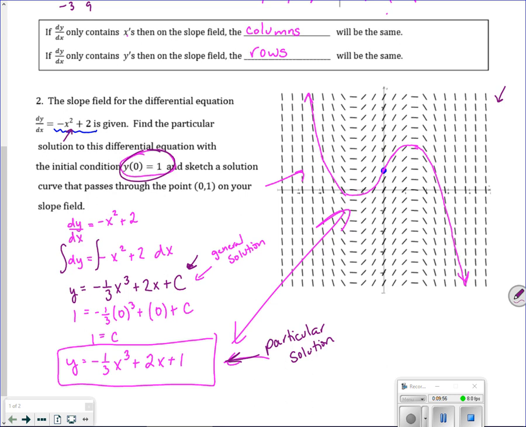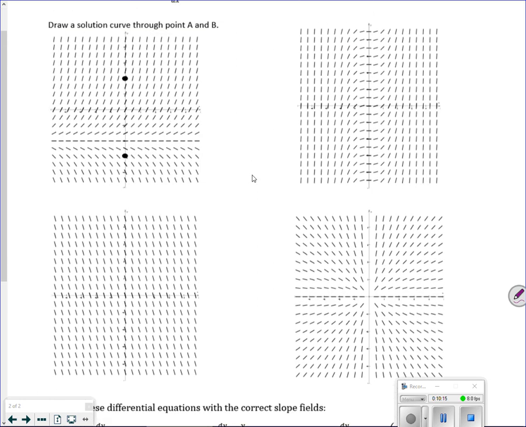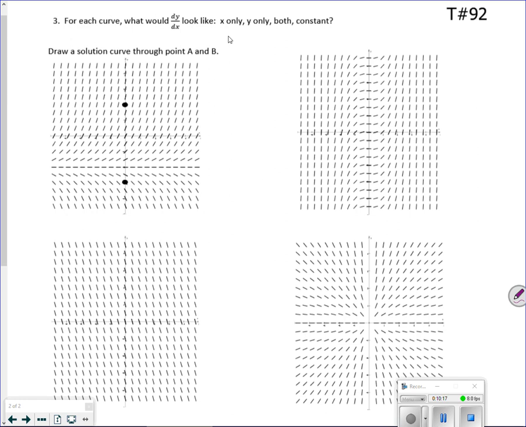All right, so let's look at some more things. Here's what I want you to do. We're going to do a couple things on the back. It says, what would dy/dx look like? Does it have x only, y only, both, or constant? So ignore those dots for now. Look at these four graphs, and I want you to label, using what we talked about before, let's pick out the constant one. Let's think of what dy/dx would look like if it has a constant like 4. Well, what would that look like?